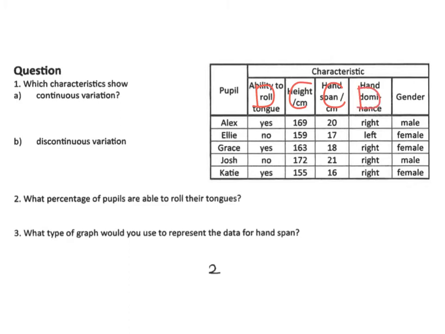And gender, male or female. Maybe technically we should be saying the person's sex. But in this case, it's an either-or situation, so it's discontinuous, two distinct groups. The answers for continuous are height and hand span. For discontinuous, they are tongue rolling, hand dominance, and gender or sex.